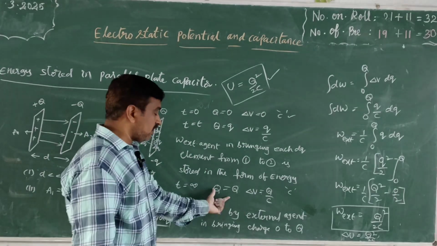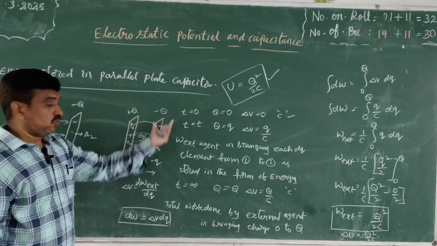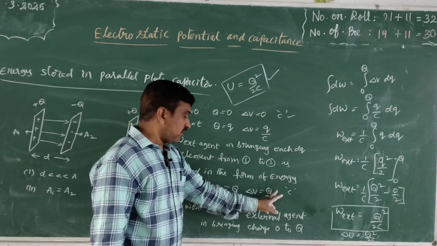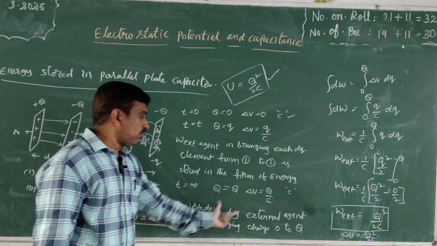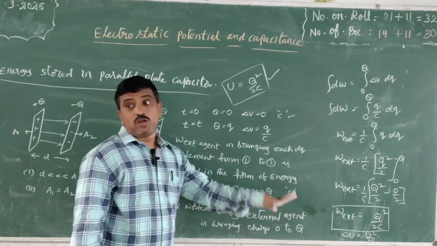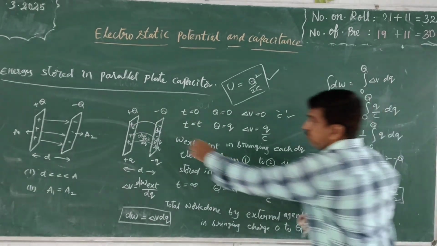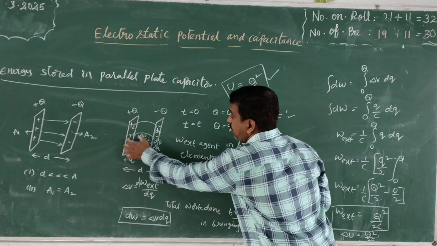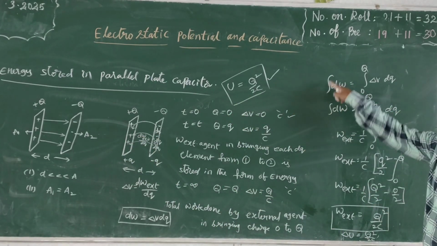At t equal to infinite time, how much charge are we placing? Capital Q plus Q, and capital minus Q. So what is that potential difference? Delta V equals Q by C. So the total work done by the external agent in bringing charge from 0 to capital Q: how much work is done? Small work for small dq, small work for small dq. All of this added, we get the total work done, that we can write as integral dW.